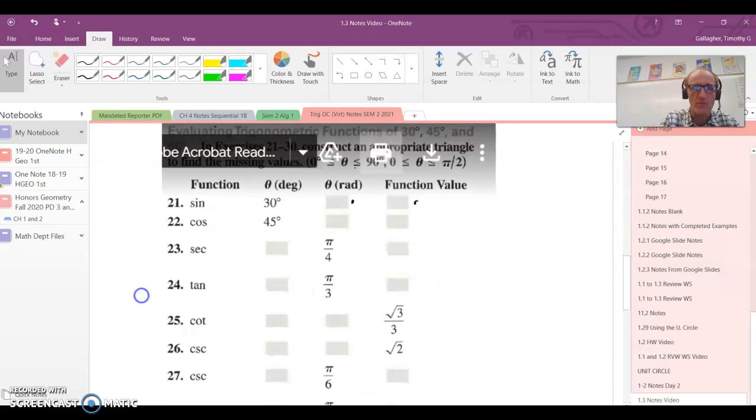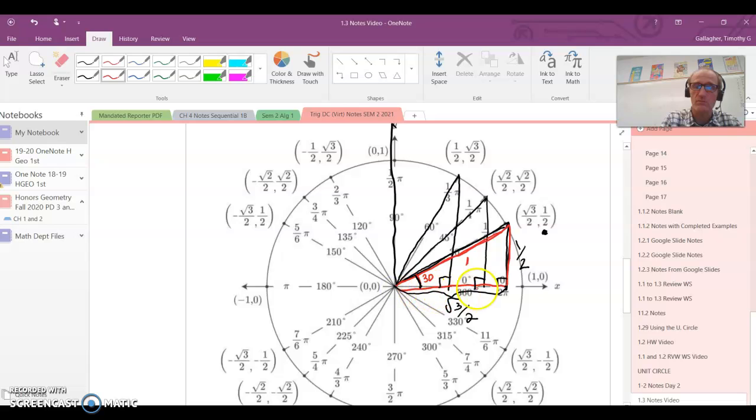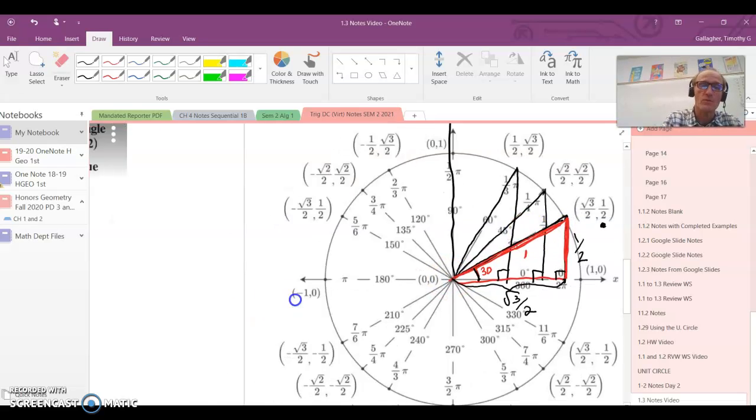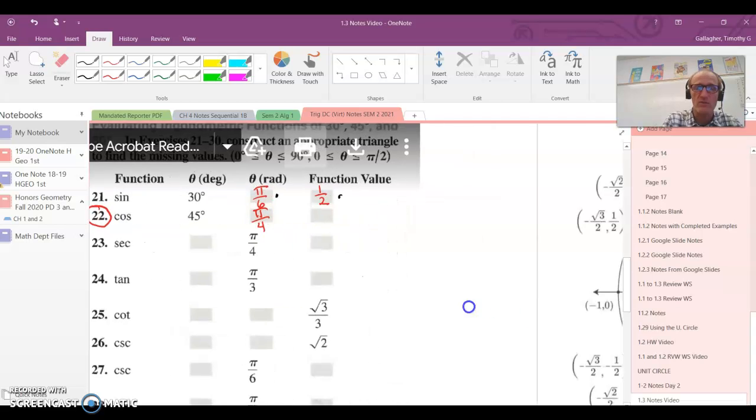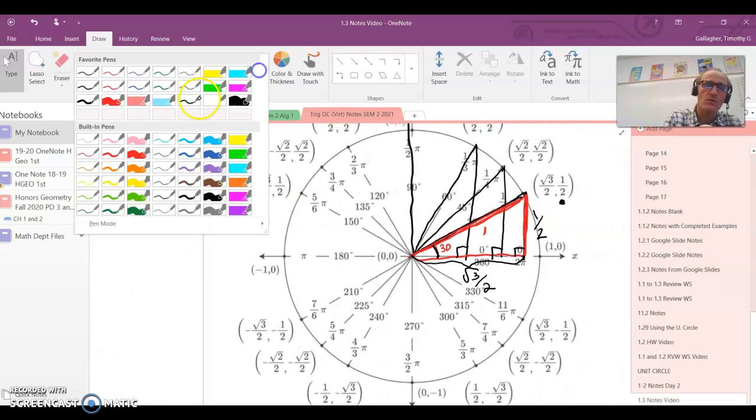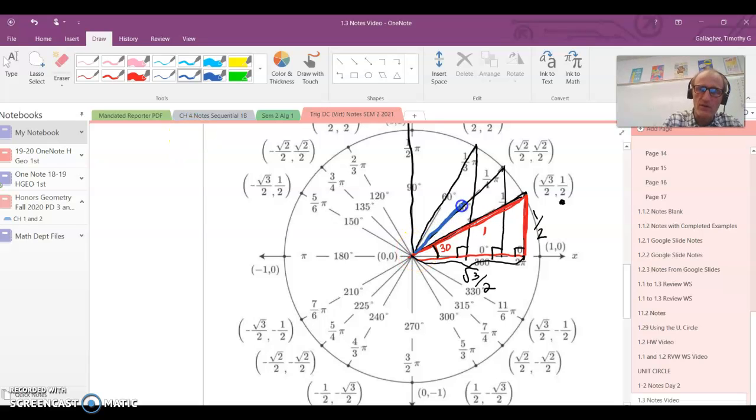Okay, so for this problem 21, it would be the sine of 30 degrees, which is pi over 6, and the function value is 1/2. Okay, because we got the triangle. See, 1/2 is the opposite side, and 1 is the hypotenuse. Okay, so the next problem would be the cosine of 45 degrees. In radians, that's pi over 4, and you can get that from the unit circle. And the function value is the square root of 2/2. Now, the triangle that is a 45-degree triangle is right here.